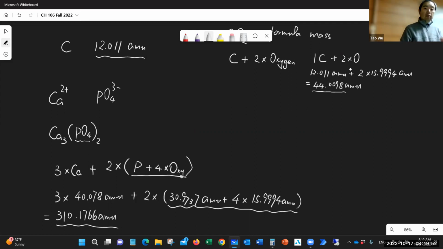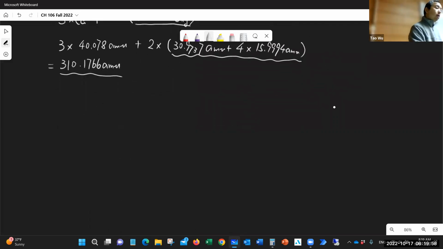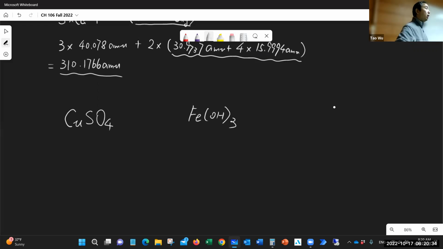So now it's your turn to practice. What is the formula for the copper sulfate? Go ahead and figure out the molar mass. What is the formula mass for the copper sulfate? And what is the formula mass for the iron hydroxide?